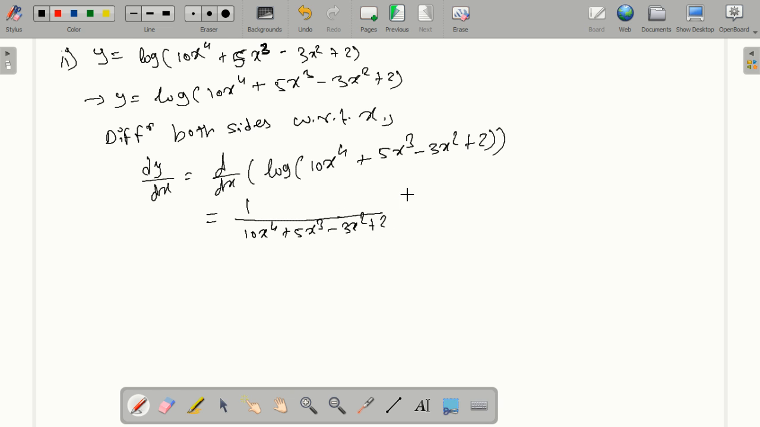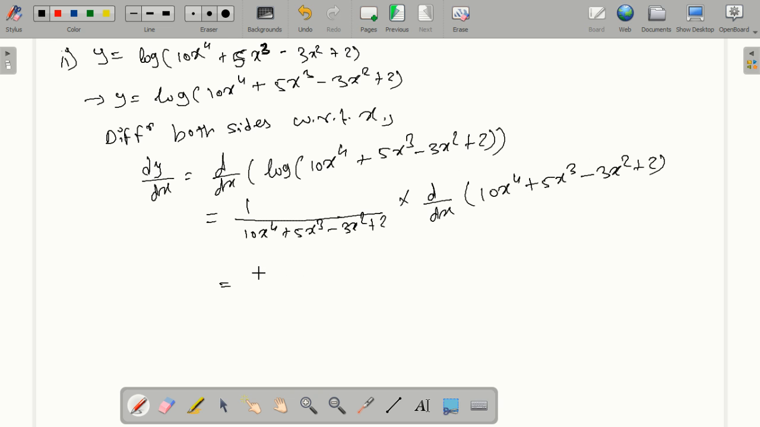We are not done yet. We again need to find d by dx of this whole part, which is 10x raised to 4 plus 5x cube minus 3x square plus 2. This is very easy. You need to find first the derivative of log x, and again d by dx of whatever that x term is, right? This is nothing but a function of x. This is a composite function. So what will be the answer for this derivative?